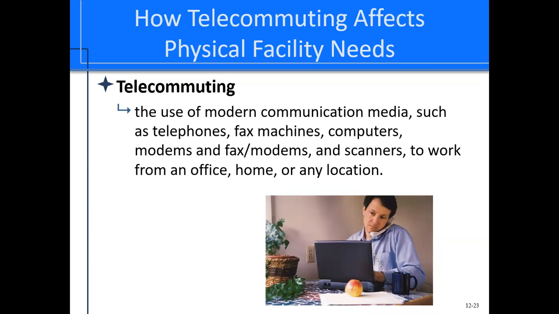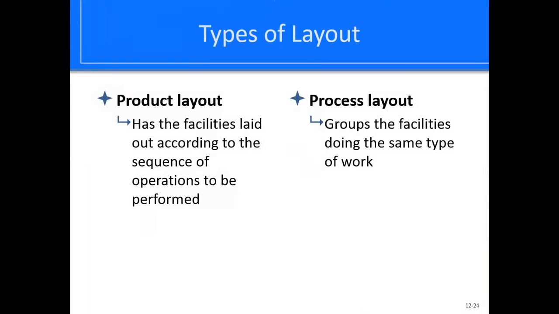So when you try to find a facility, you need to make sure you have the equipment and the communication media that you need, especially nowadays, the internet. So that's something we need to know and make sure of. And then different types of layout. Basically we have the mixed layout, which is a mix of these two, product layout and process layout.